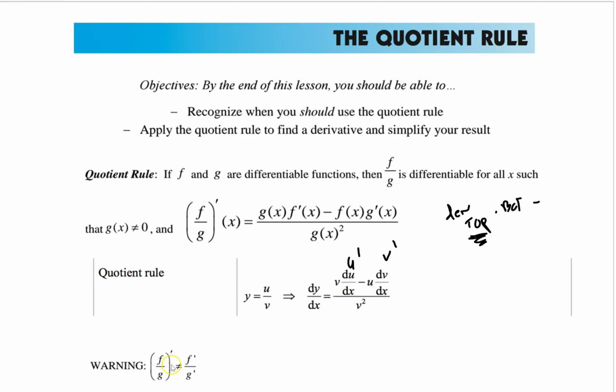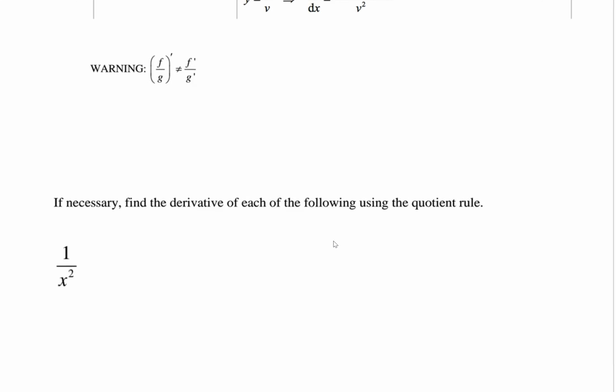So keep in mind, just like the product rule, don't be lazy. That always happens when people get lazy, right? You don't just take the derivative of each one. It does not work that way. If it's a quotient, you have to use this whole formula. So let's just get into it.